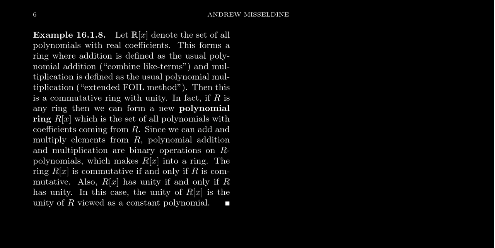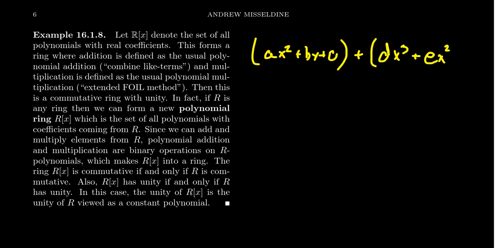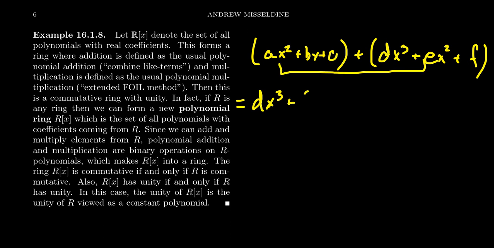And so how do we add together polynomials? Well, we're just going to take the usual combine like terms approach to add polynomials. So if I had something like ax squared plus bx plus c, and then I want to add this to, let's say, dx cubed plus ex squared plus f or whatever, something like that. How do you add like terms? Well, you look for the x cubed terms. There's just a dx cubed. The x squared terms, there are two x squared terms in play here. So you're going to take a plus e x squared.